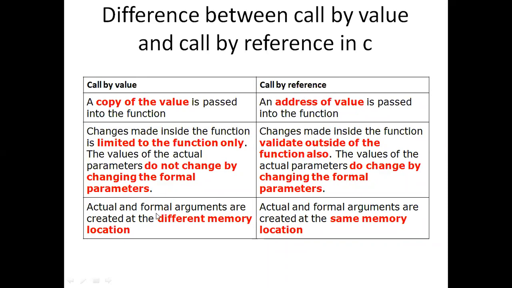And why has the value not been modified in call by value? Because the formal arguments and actual arguments have different memory locations. Inside the main method, the memory is 100, and inside the sum method, the memory is 200. That's why even though we are manipulating inside the sum method, the value has not been changed. But in call by reference, why has the value been changed? Because the memory of a and b inside the main method and inside the sum method is the same. That's why the value has been changed.